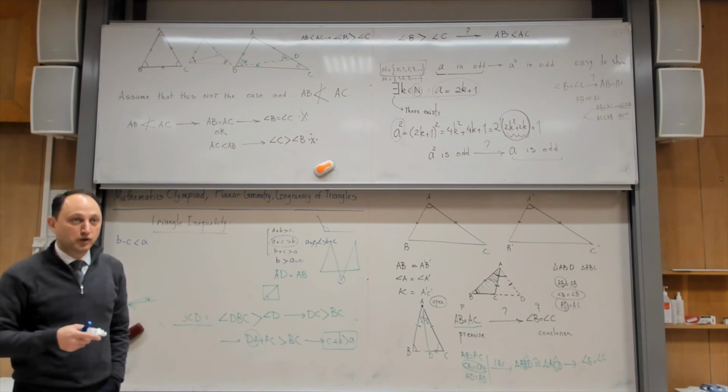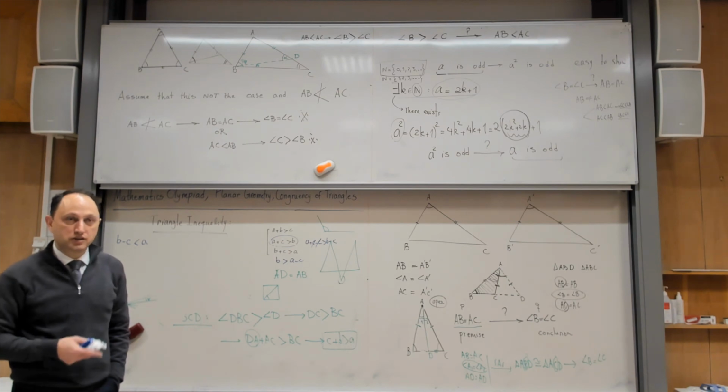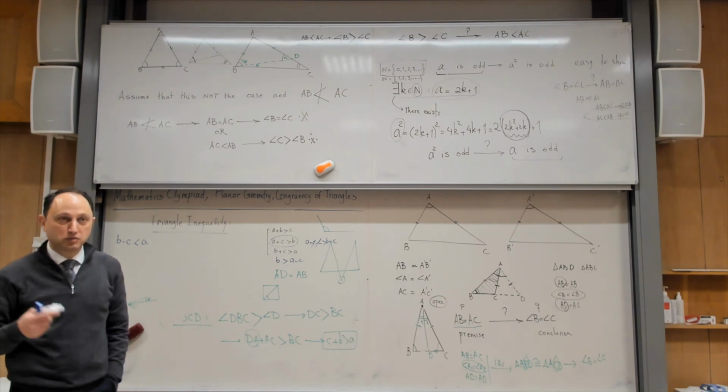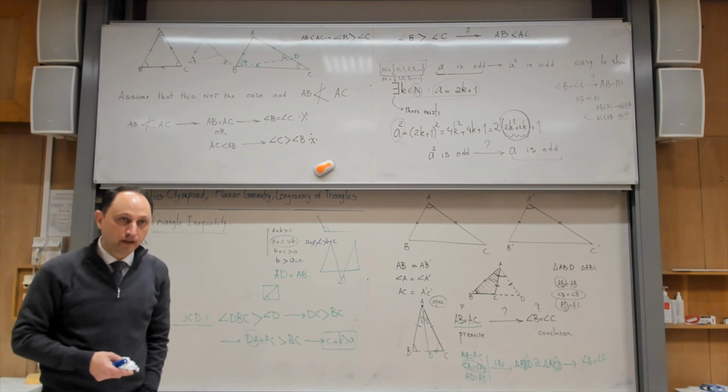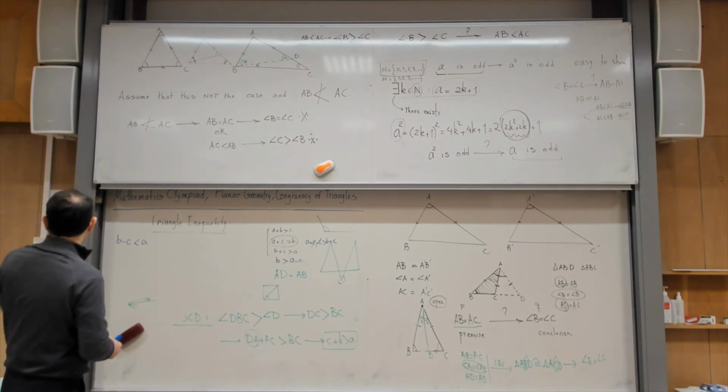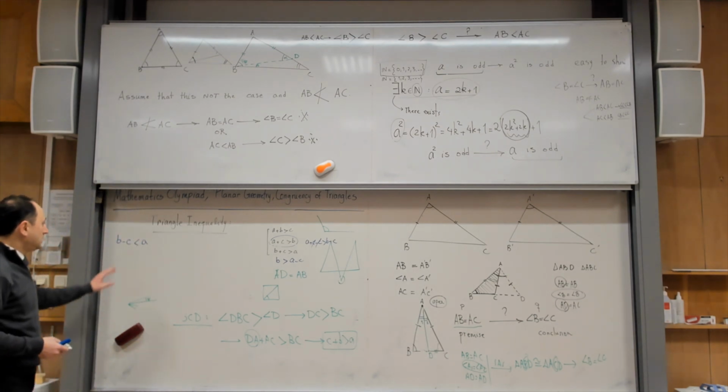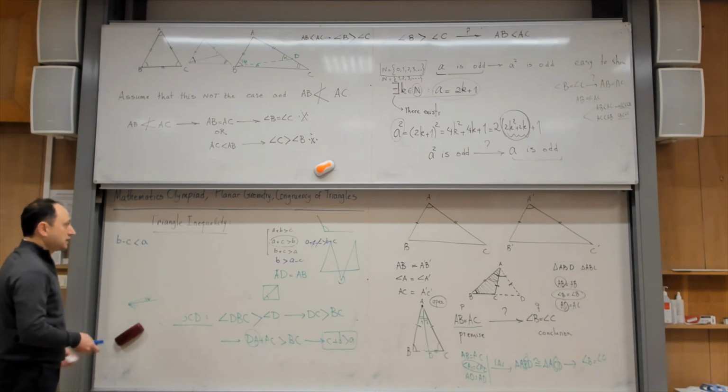So for example, 1, 2, and 5. Can you draw a triangle whose sides are 1 centimeter, 2 centimeters, and 5 centimeters? Okay, we will talk about these things later because it would be late. But let me just conclude this section by this.